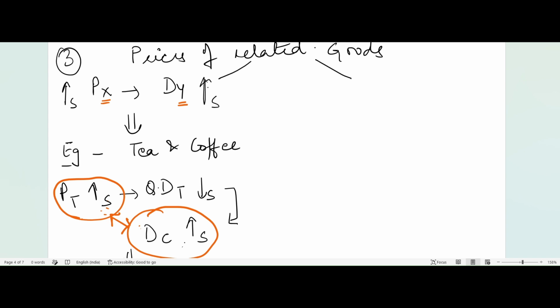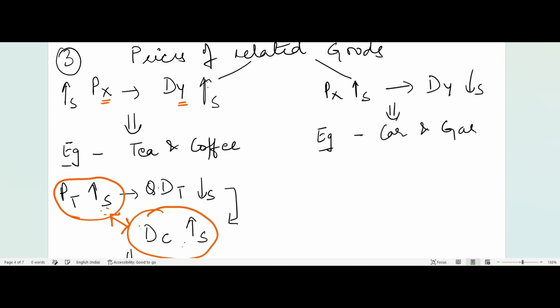However, if the price of one good increases, but the demand for the other good decreases, then what happens? Let's say I have an example of car and gas. Let's say the price of gas increases.